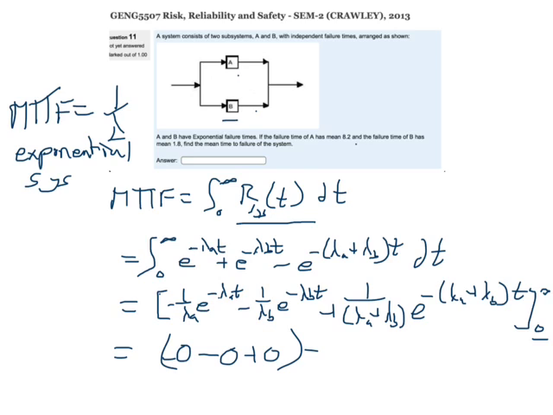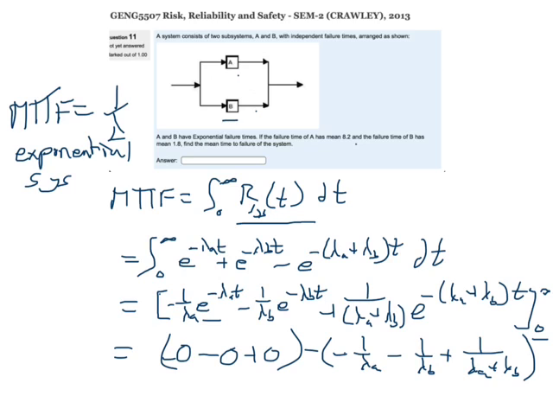So this time, what happens to the exponential component of each of these? Well, this time it goes to 1, because e to the minus 0 is just 1. So all of the e's go to 1, and we end up with minus 1 over lambda a, and then we get minus 1 over lambda b, and we get plus 1 over lambda a plus lambda b.